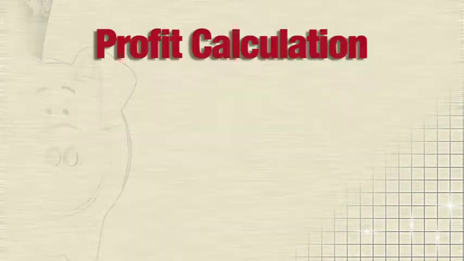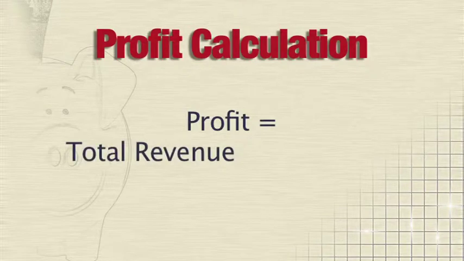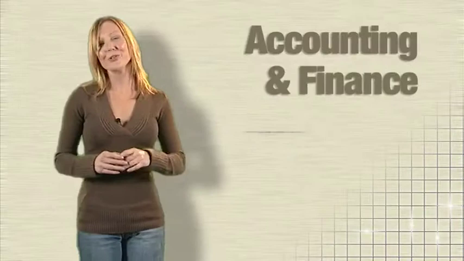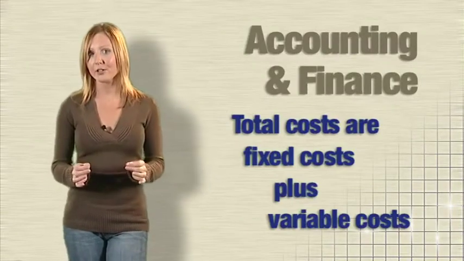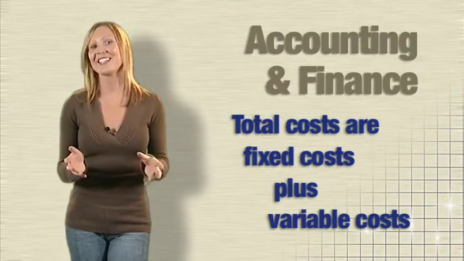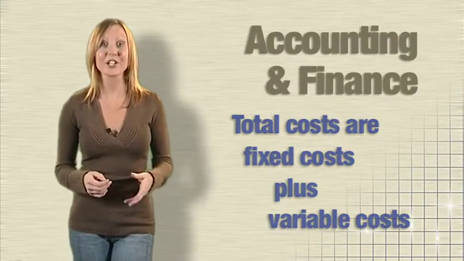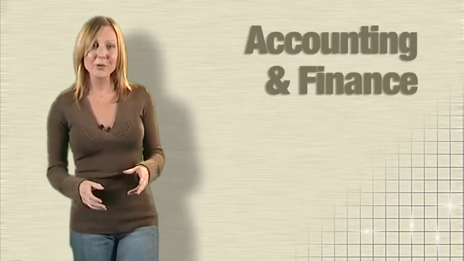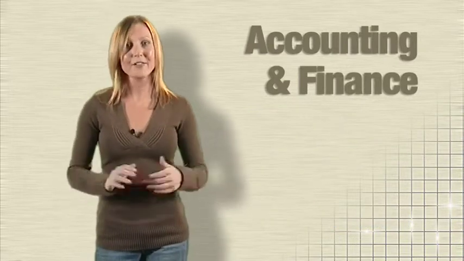In other words, profit is total revenue minus total costs. Total costs are fixed costs plus variable costs. It may be useful if you started to write down all the calculations on a separate sheet of paper so you can revise them easily. So, profit is what's left after costs have been taken away.